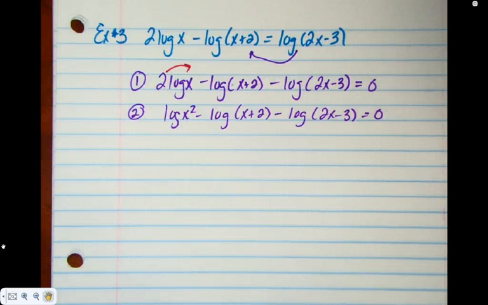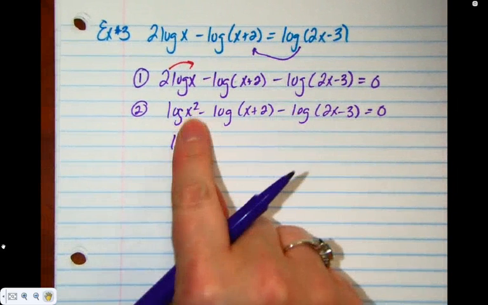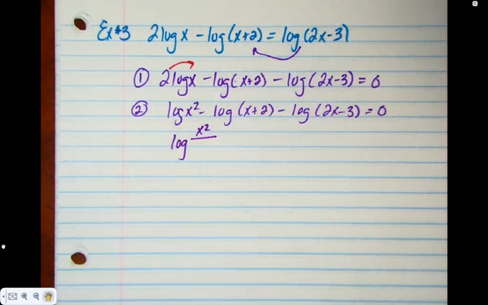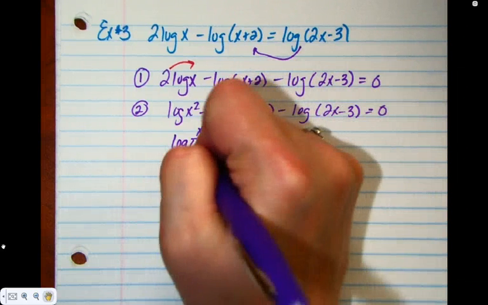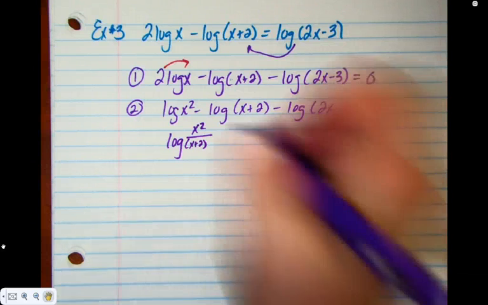The second step of simplifying: anything that's positive goes on the top, anything that's negative goes on the bottom. So I'm going to have 1 log. Where's my x squared going to go? On the top. Where is x plus 2 going to go? On the bottom. Where does the 2x minus 3 go? He joins them on the bottom.